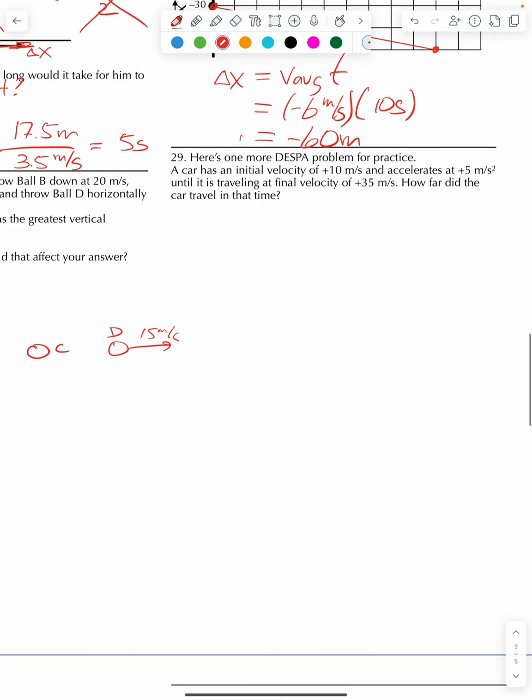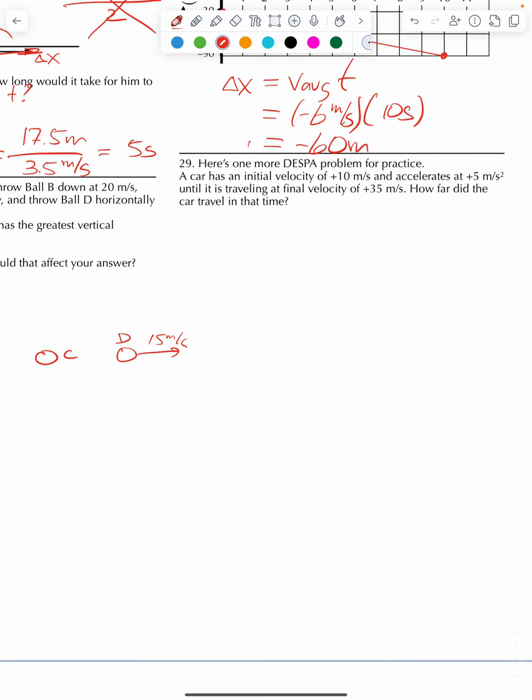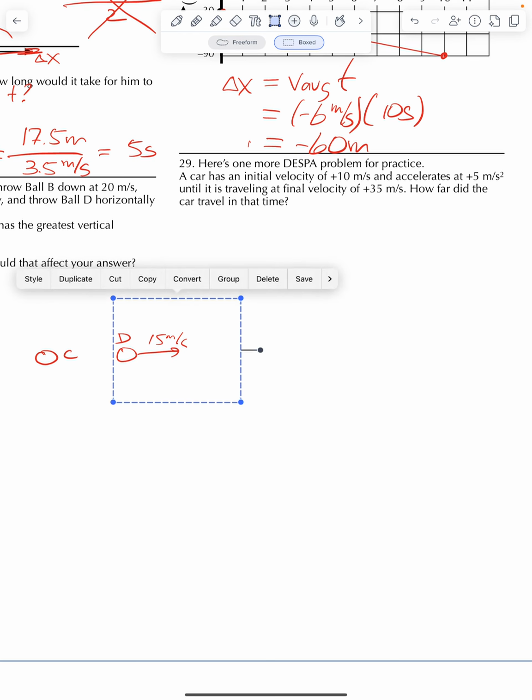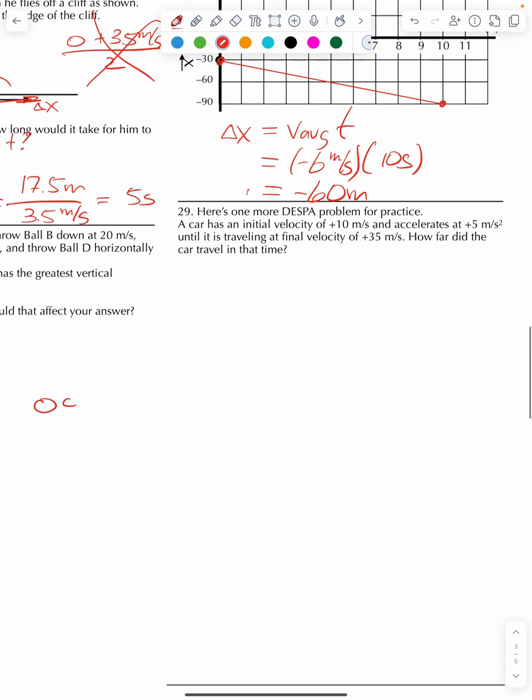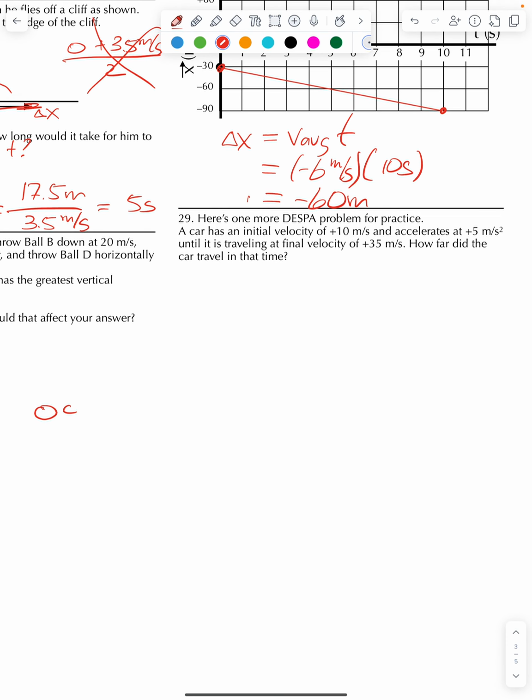All right, finally, let's do this one and get out of here. Let's do another one where, again, we're going to do DESPA. I'm just getting rid of that to get some space. But let's just, again, identify some things, but also to waste a little time, I'll rewrite the information. First part is always to identify each of these. The initial velocity is positive 10 meters per second. I'll just leave off the positive.